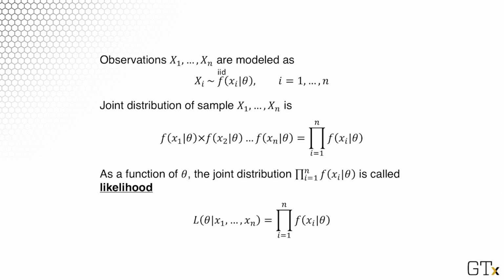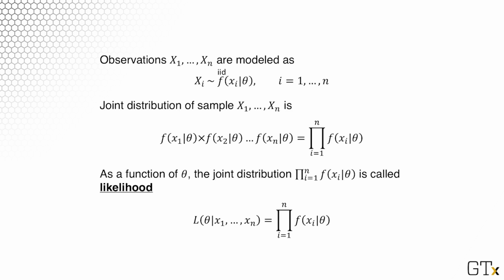In this case, the joint distribution would be f of x1 given theta times f of x2 given theta, and so on and so forth, up to f of xn given theta. And you get the product, i from 1 to n, of f of xi given theta. Now, the x's are observations. You can keep them unspecified before the experiment, but once the experiment is done and you have x's, you plug x's in this expression. As a function of theta, this expression is called likelihood.